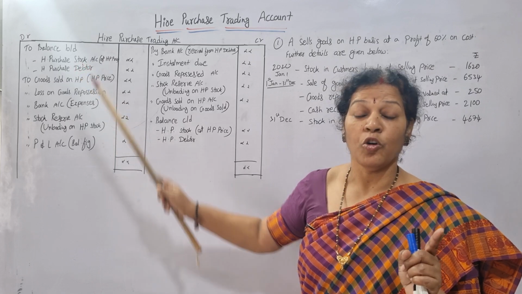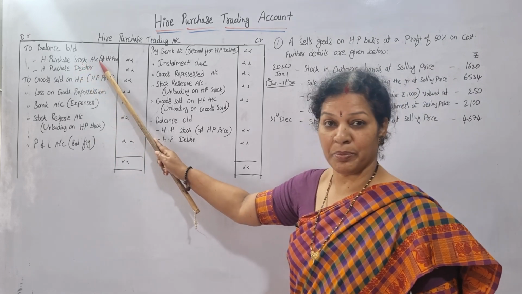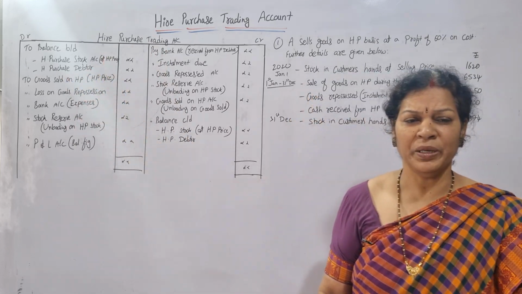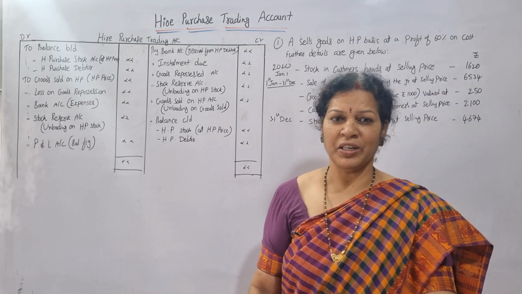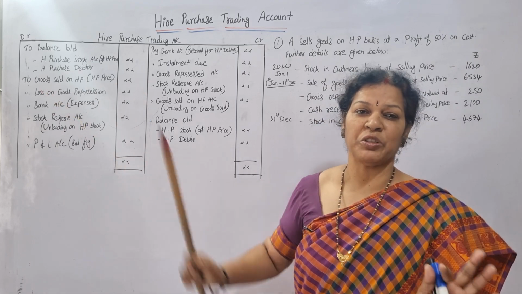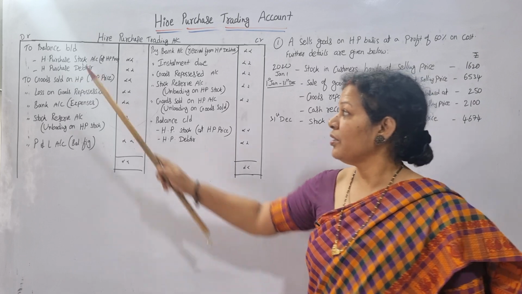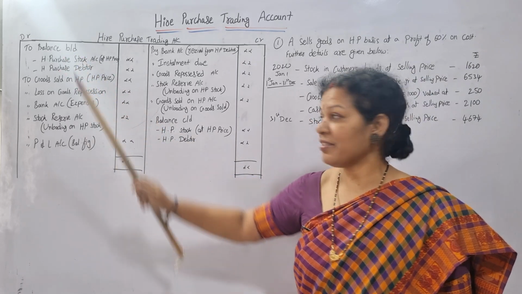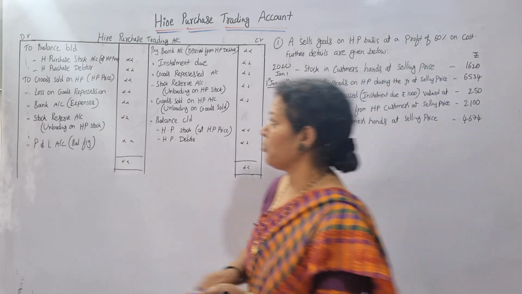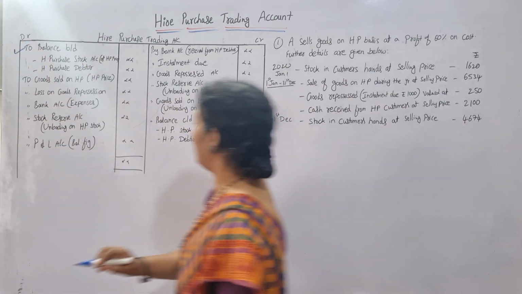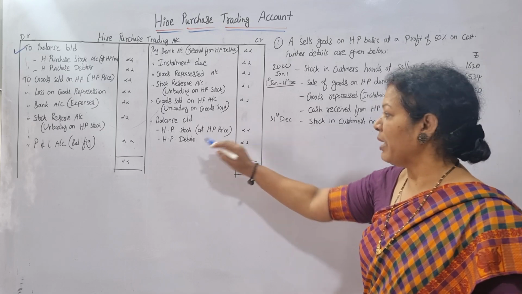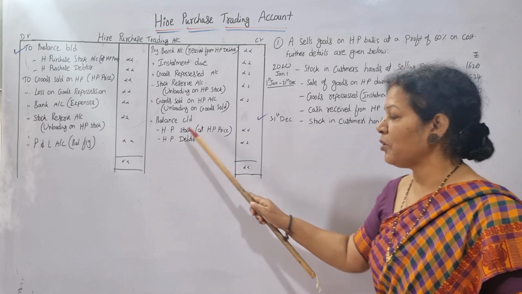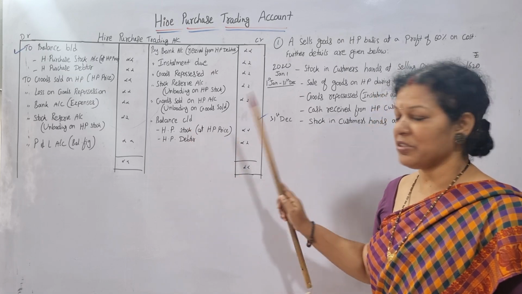To balance brought down is the opening balance of hire purchase stock account and hire purchase debtors. If debtors are given, we'll write them, otherwise only hire purchase stock will be there. This is the opening balances. The same you will find at the end also as closing balance, by balance carried down. So this is the closing balance of hire purchase stock and hire purchase debtors.